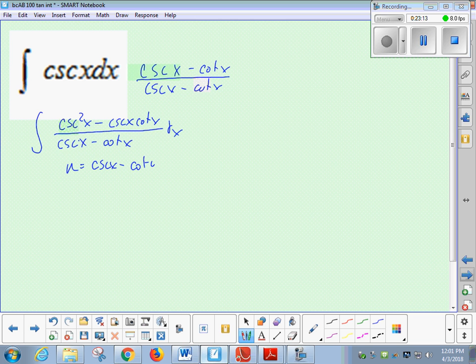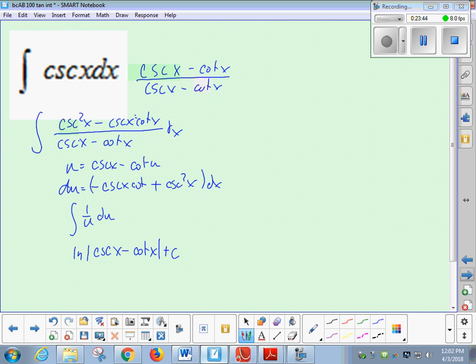Cosecant minus cotangent. Let's see if we need to do some sign manipulating. The derivative of cosecant is negative cosecant cotangent. Hey, look at that, it's already negative. That's perfect. Plus cosecant squared, also already positive. So you didn't actually need a negative in there; the signs worked out. It's just 1 over u, right? So the natural log of cosecant x minus cotangent of x.